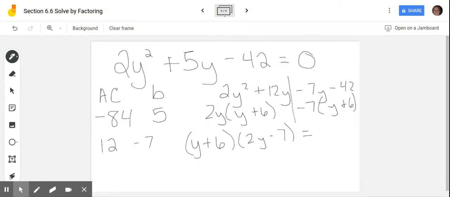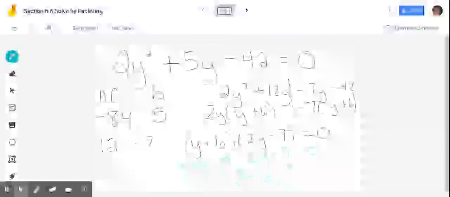And both of those are equal to 0. So now I can make my two equations. y plus 6 equals 0. And 2y minus 7 equals 0. So our answer to this one is going to be that y could be negative 6 or positive 7 over 2.